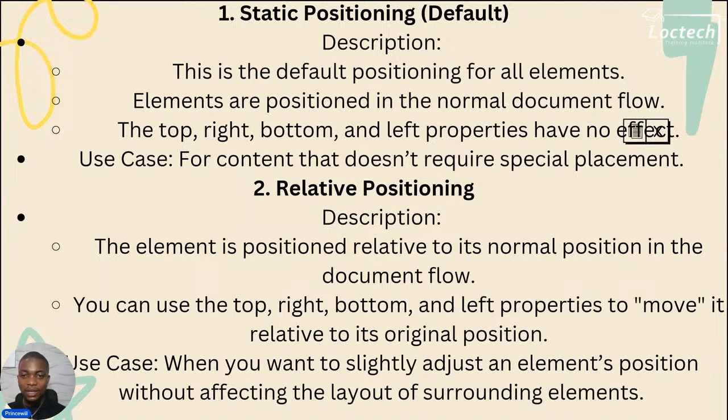So the next one we have here on the slide is relative positioning, right? You saw the static positioning is the default. So by default, every content in a website takes the static positioning method. So the next one is the relative positioning. The element is positioned relative to its normal position in the document flow. You can use the top, right, bottom, and left properties to move it, right? So it's relative to its original position. Now, the use case for relative positioning is to slightly adjust an element's position without affecting the layout of the surrounding elements.